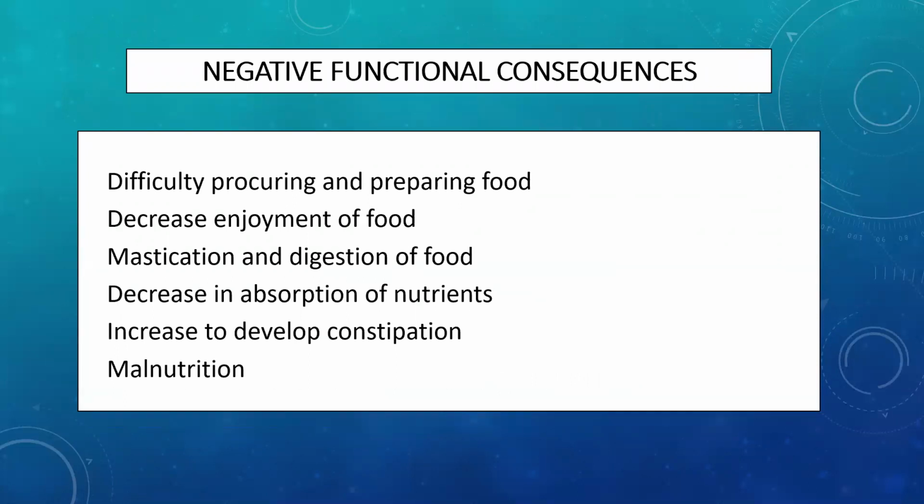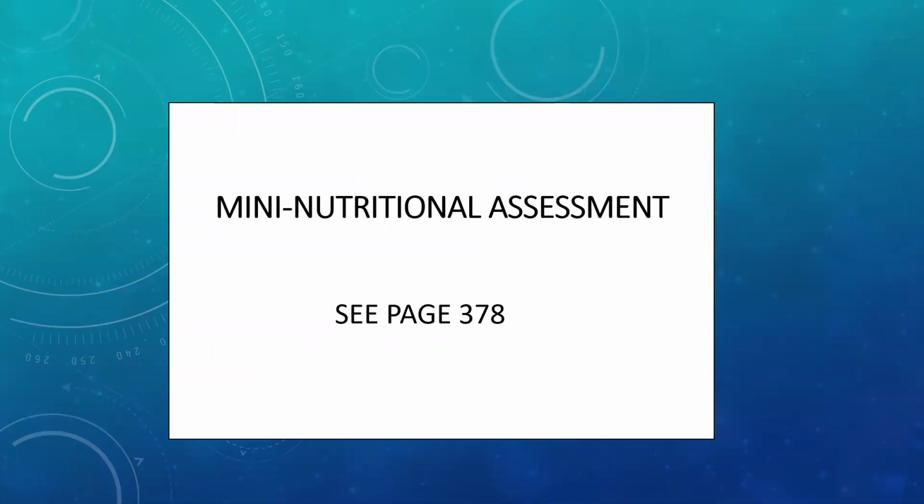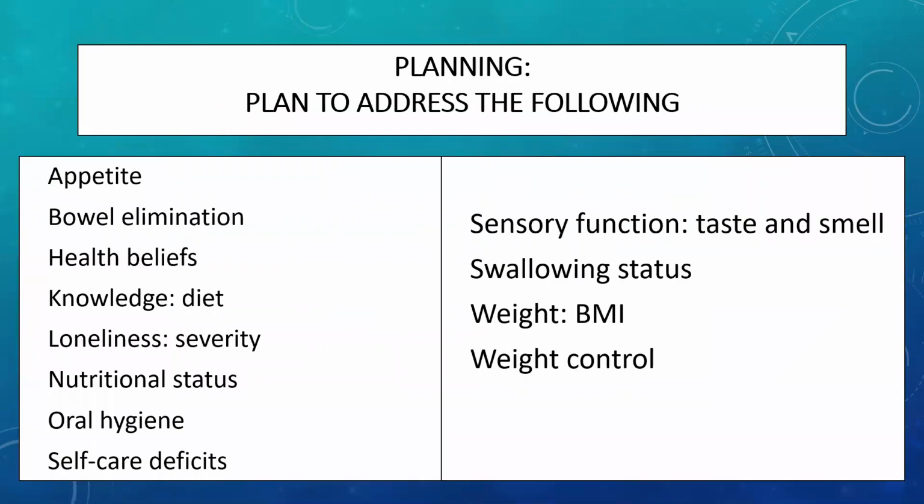Again, there are negative functional consequences. We discussed all of that: getting the food, preparing the food, enjoying the food, being able to chew the food and swallow the food and digest the food, absorbing the nutrients. And then again, the big one for me is the increased risk to develop constipation and malnutrition. That goes back to that frail, dysphagic little old lady who has 15 meds that she takes a day, polypharmacy. I do want you to look at the mini nutritional assessment on 378. It's pretty lengthy. I just want you to be aware of it and what it looks like and how you can implement that into your practice.